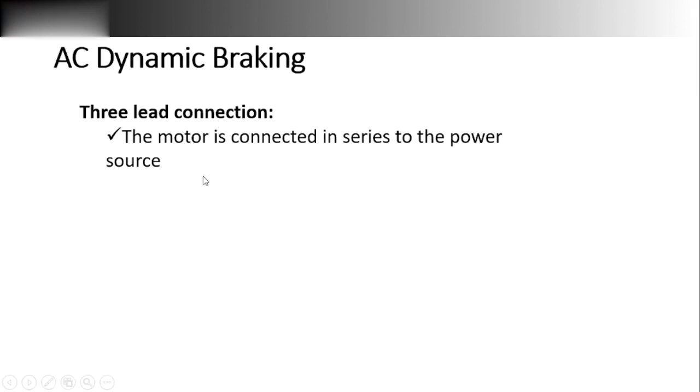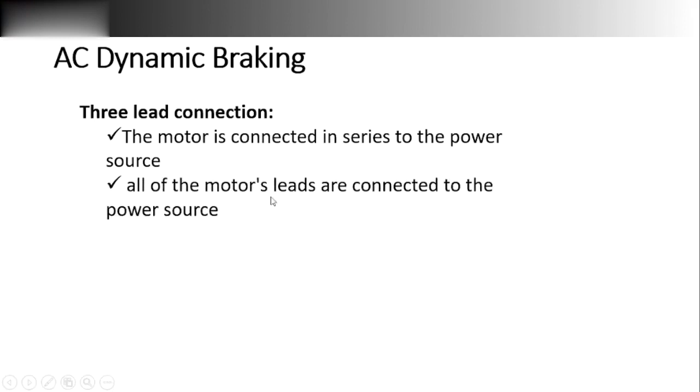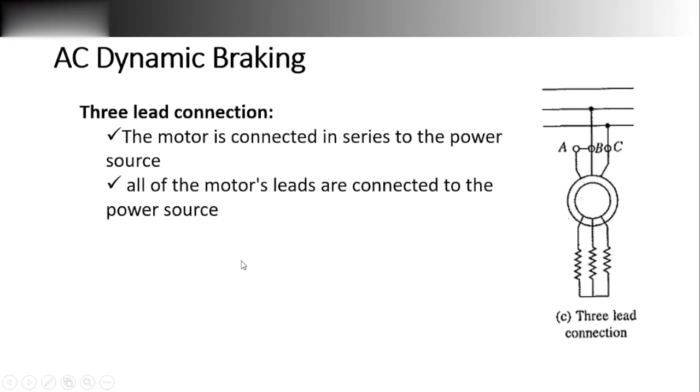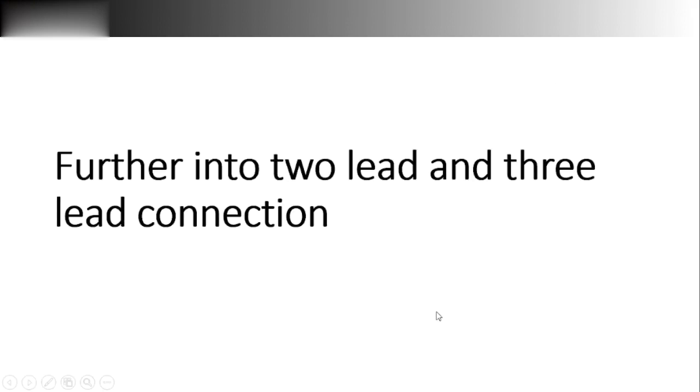And here we have the three-lead connection. The motor is connected in series to the power source, and all of the motor's leads are connected to the power source, which means that none of the leads is kept open. All of these leads are connected to a single phase source. As we can see, A is shorted with either B or C, and then B or C is connected to a single phase. Further, the two-lead and the three-lead connections will be explained.